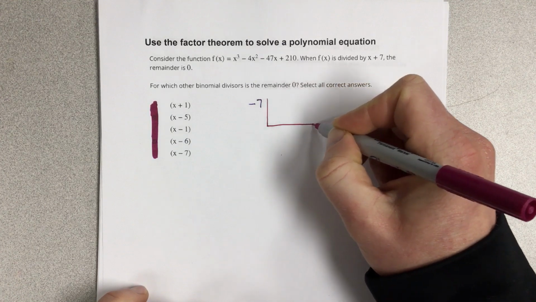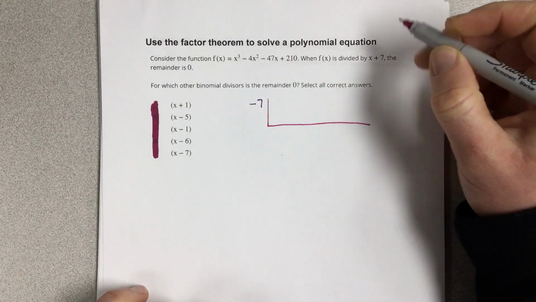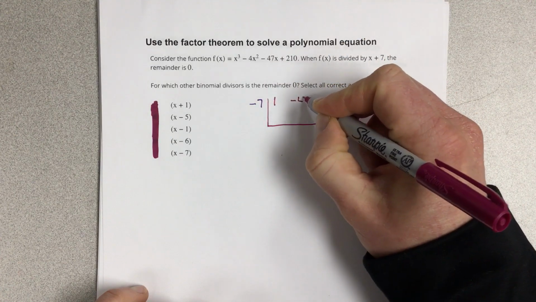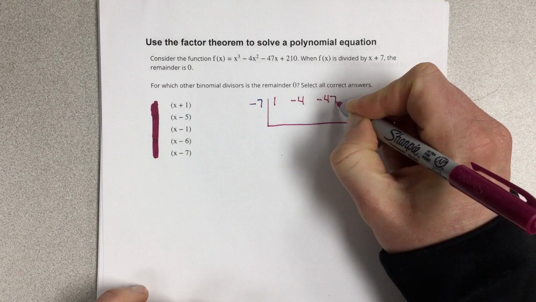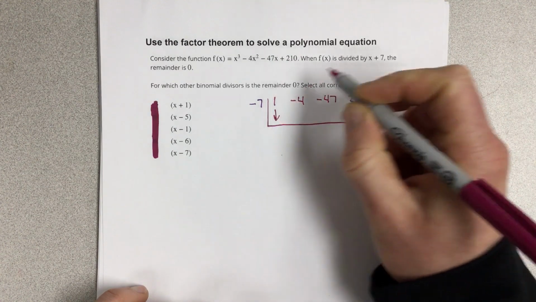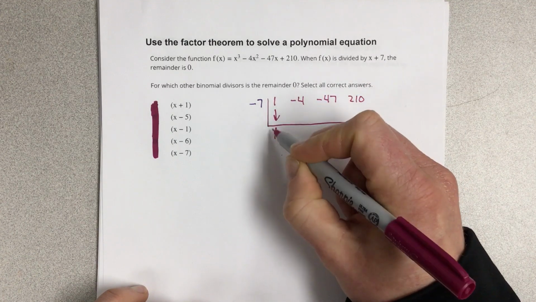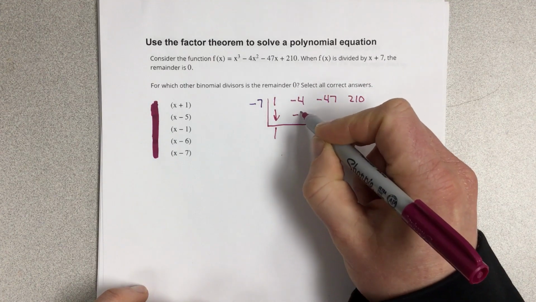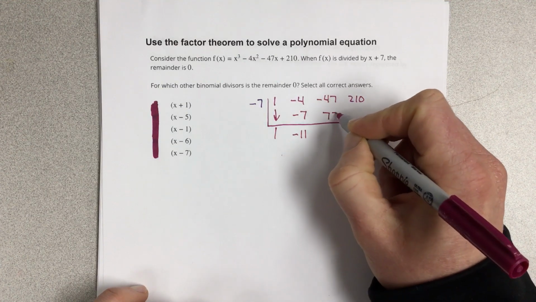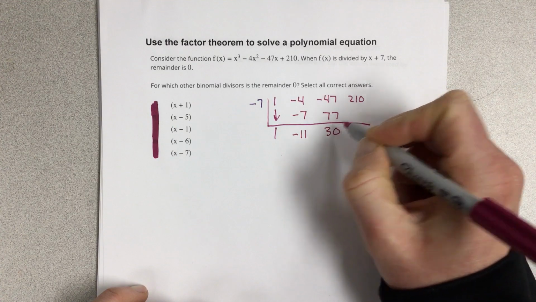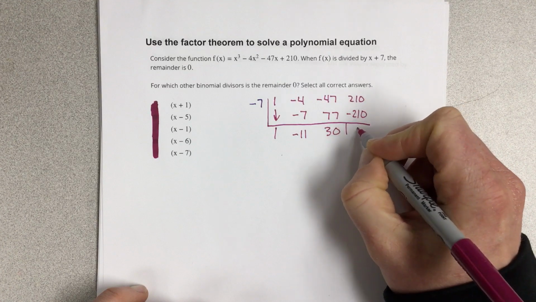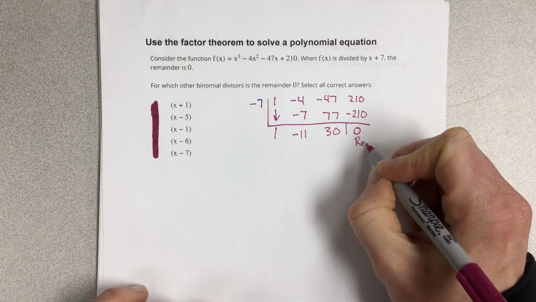We've got negative 7 as our 0. We can write down the coefficients: 1, negative 4, negative 47, and 210. Drag the 1 down. That'll be 1. Multiply, add. So multiply the negative 7. Add, that's a negative 11. Multiply, we get 77. Add, we get 30. Multiply, we get negative 210. Add, we get 0. So our remainder here is 0.